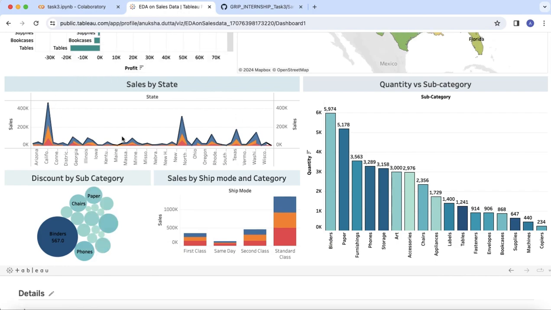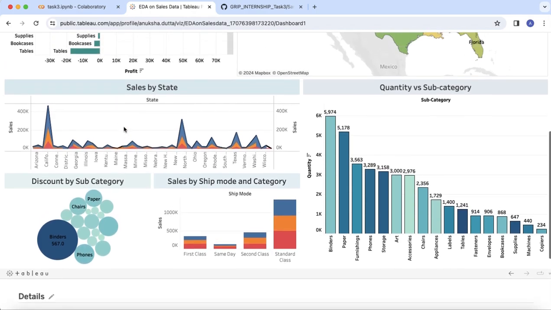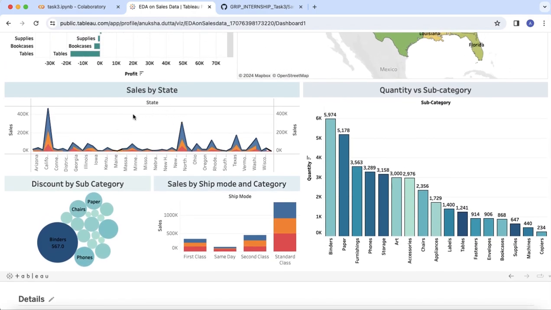Next is the sales by state line graph, which is also an area graph in this case. It denotes the sales in every state as a line area graph. The area in the graph is color coded based on which segment it belongs to. Hence, the distribution is clear in how much each segment has contributed to the sales.